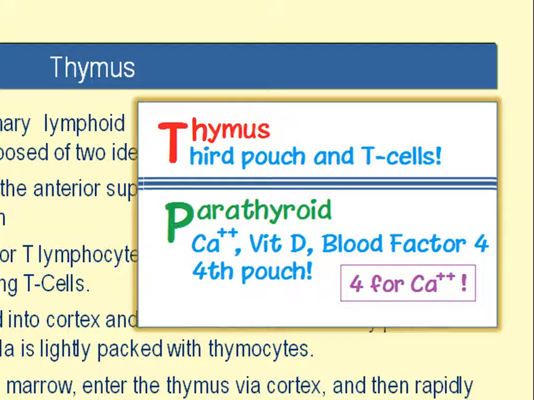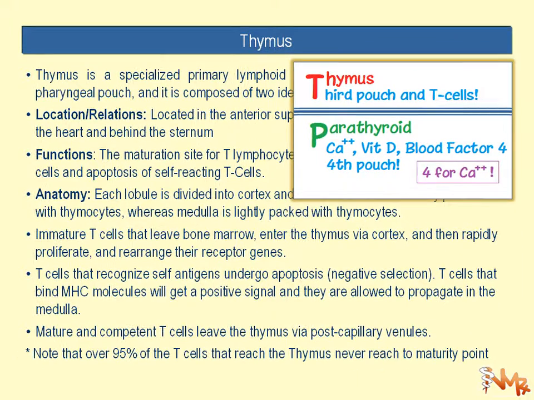And I have said in other places that number four is a good mnemonic for calcium stories because calcium has four letters, C, A, plus, plus. Also, it is related to vitamin D. D is the fourth letter of the alphabet. Also, calcium is known as factor four of coagulation. And also, calcium stories goes with the fourth pouch. So four for calcium. Thymus for three. This gives you a good mnemonic.